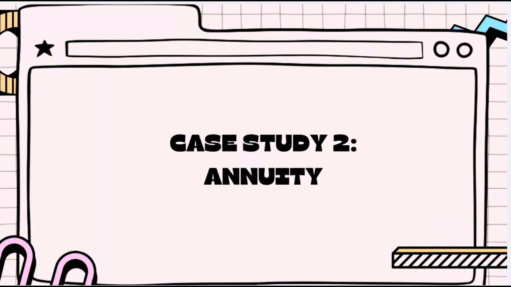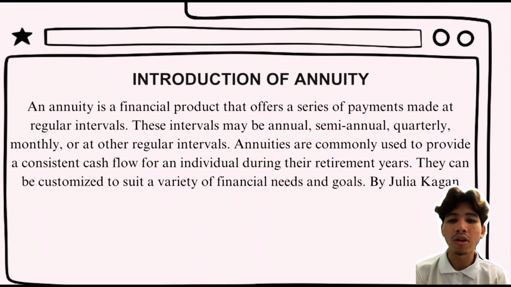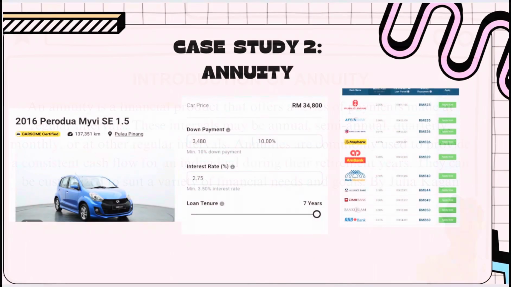3,993. An annuity is a financial product that offers a series of payments made at regular intervals. The intervals may be annual, semi-annual, quarterly, monthly, or at other regular intervals. Annuities are commonly used to provide a consistent cash flow for an individual during their retirement years. They can be customized to serve a variety of financial needs and goals.